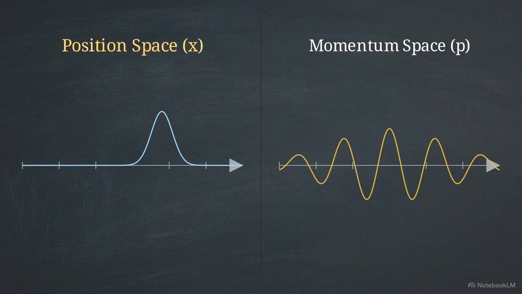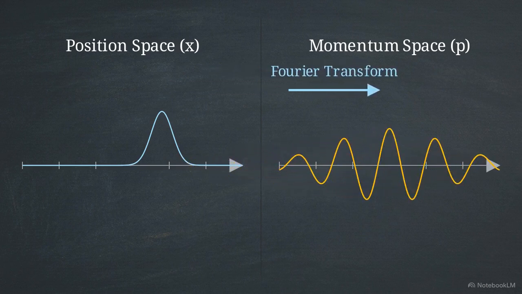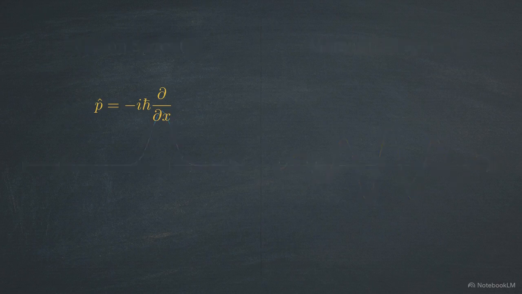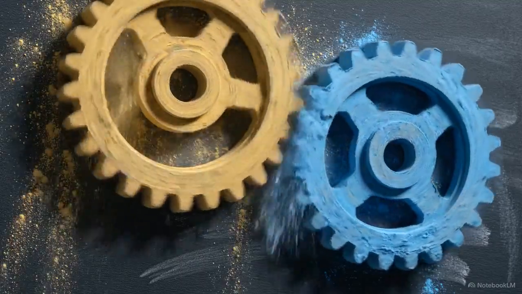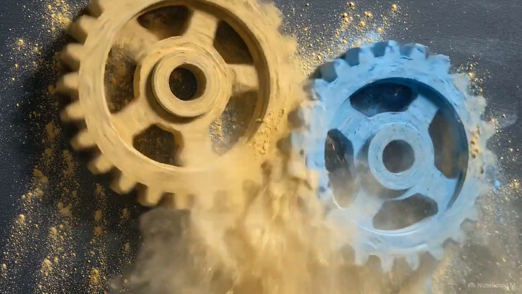The quantum state exists in two simultaneous representations, position space and momentum space. In the position domain, the position operator acts simply by multiplying the wave function. A Fourier transform provides the mathematical translation between these two spaces. Because of the Fourier relationship, the momentum operator in position space must take the spatial derivative of the wave function. Momentum is formally defined as negative i h bar times the partial derivative with respect to x. Multiplication in one domain requires differentiation in the other. This duality is the engine that generates all quantum incompatibility.